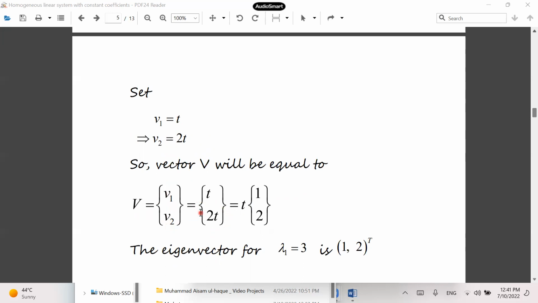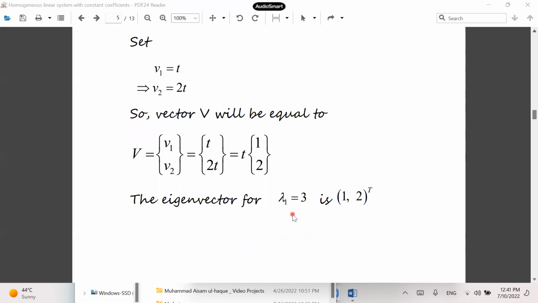So just take t common. So we will get the vector as 1 and 2. So the eigenvector for lambda 1 equals 3 is 1 and 2.